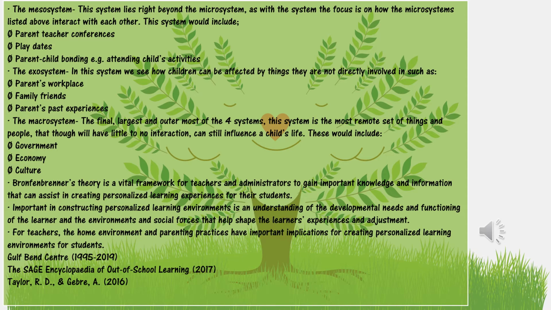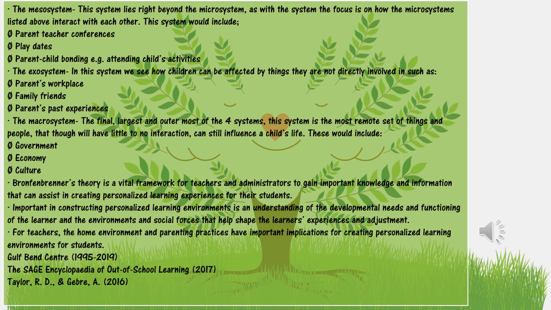The exosystem is a system in which we can see how children are affected by things they are not directly involved in, such as their parents' workplace, family, friends, and parents' past experiences. An example of this would be if a parent usually works long hours and therefore is not able to attend any parent-teacher conferences or their activities like their cricket games. This leads to the child feeling somewhat neglected as their parent is not able to be as invested in their lives as they would like.